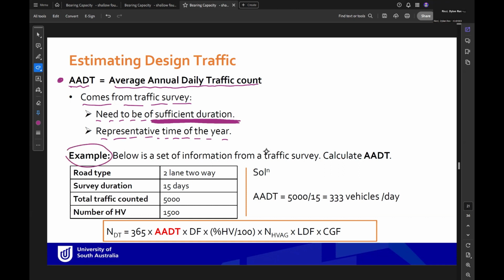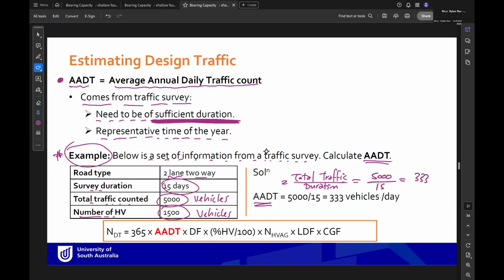And here is a short example of how to calculate AADT. If we have a set of information from a traffic survey, calculate AADT for this route. The route type is a two-lane, two-way route. Survey duration is 15 days. Total traffic count is 5,000 vehicles. Number of HV is 1,500 vehicles. So AADT will be equal to total traffic divided by the survey duration. It will be 5,000 over 15, which is 333 vehicles per day. So this is AADT.